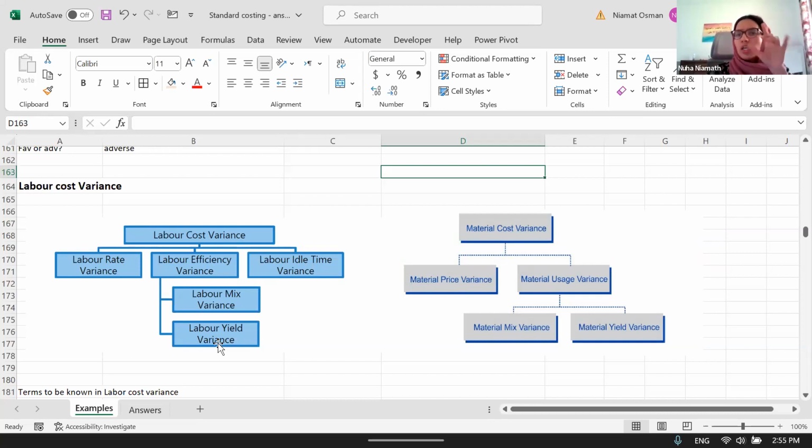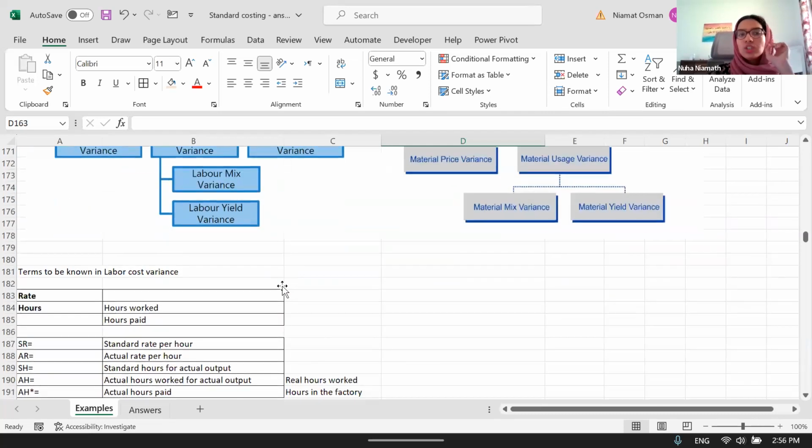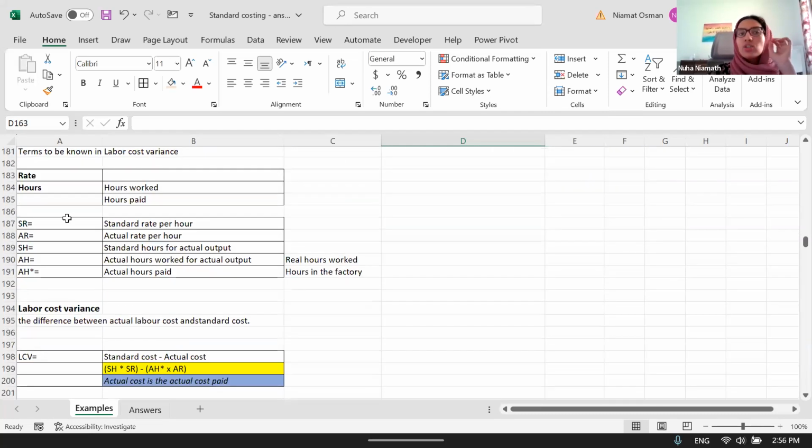So if your material is clear now, that's why I spent a lot of time on material, because I want to now move with these concepts smoothly. I'm not going to spend too much time with the concepts here. Just what you need to remember is, instead of actual price and standard price, it is standard rate and actual rate. And instead of actual quantity and standard quantity, it is standard hours and actual hours.